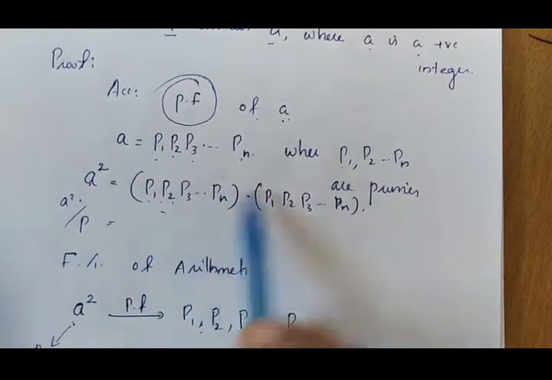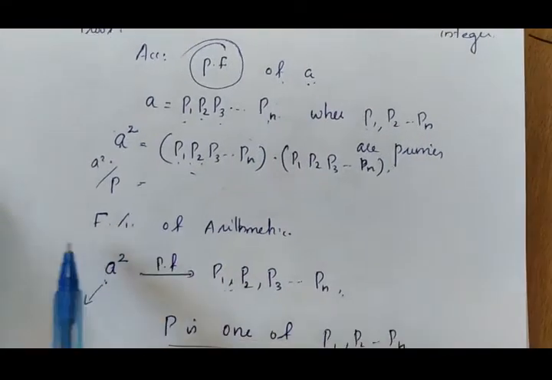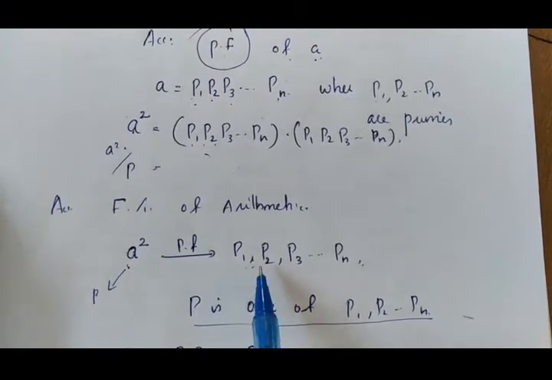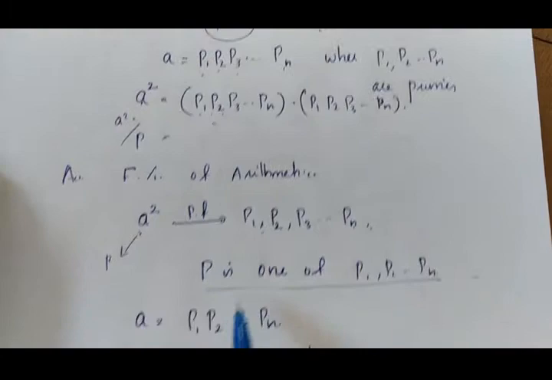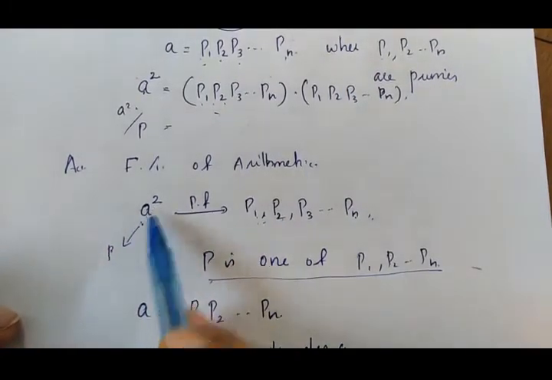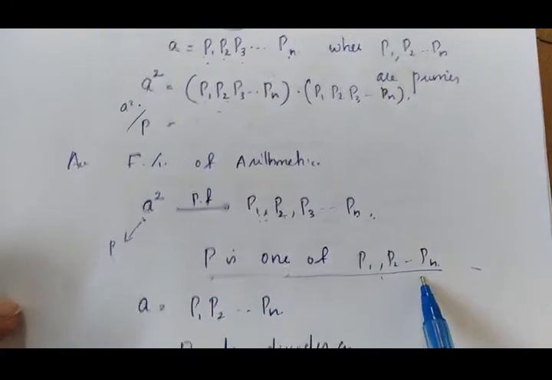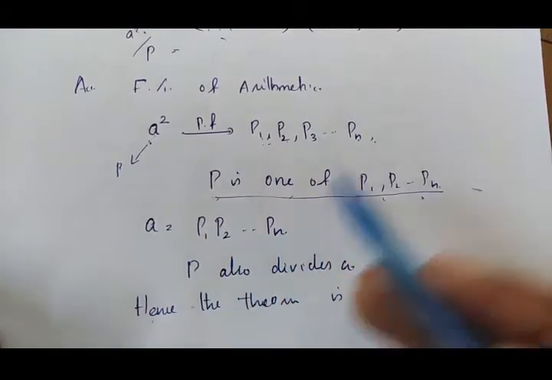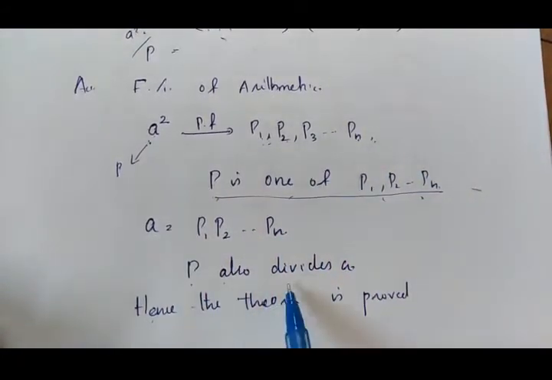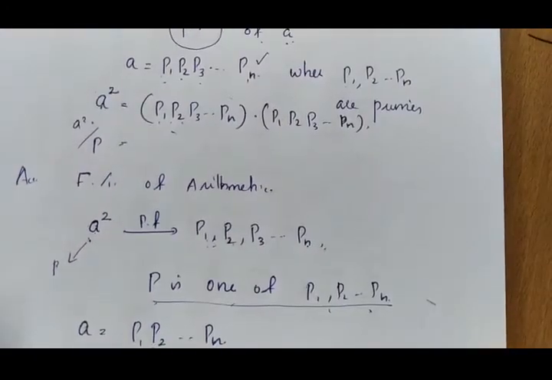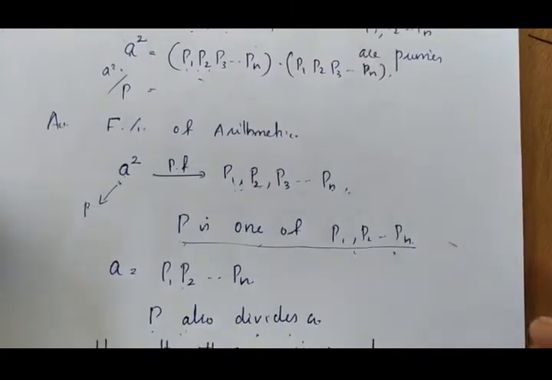So you multiply it into 2 to form the square. Then according to the fundamental theorem of arithmetic, A square is equal to the prime factors P1, P2, P3, etc., Pn. Already we say that P is one of the factors of A square. So P is one of P1, P2, etc., Pn. So we can say that A is equal to P1, P2, etc., Pn. Hence we can say that P also divides A. Hence the theorem is proved.